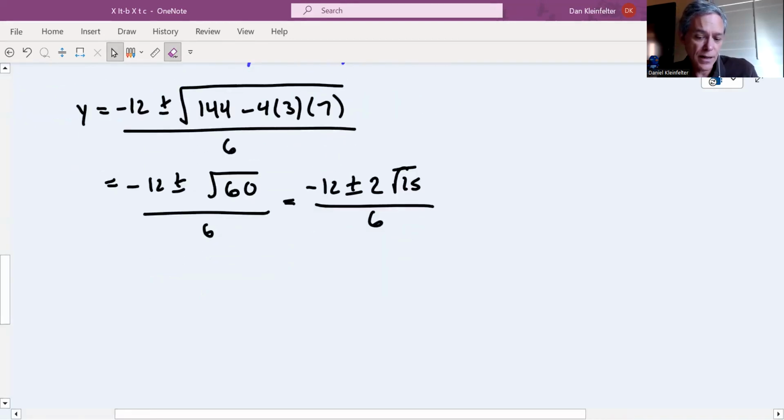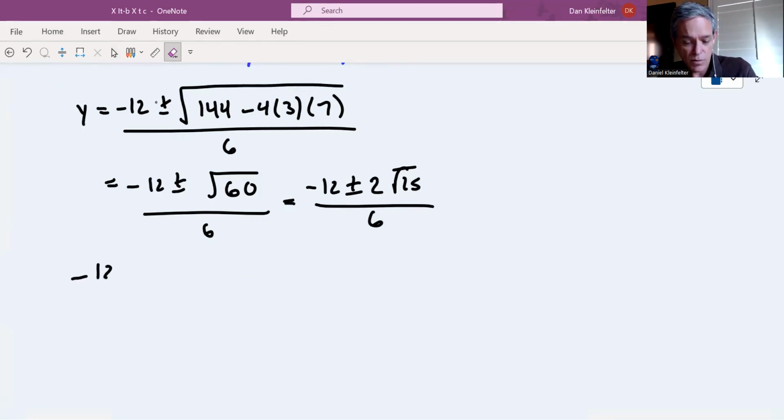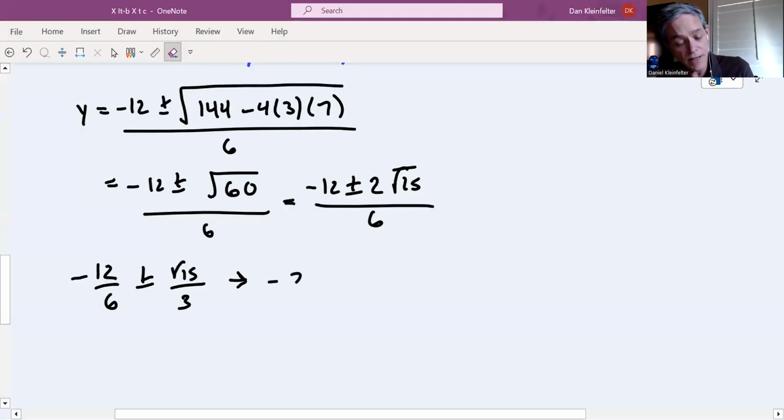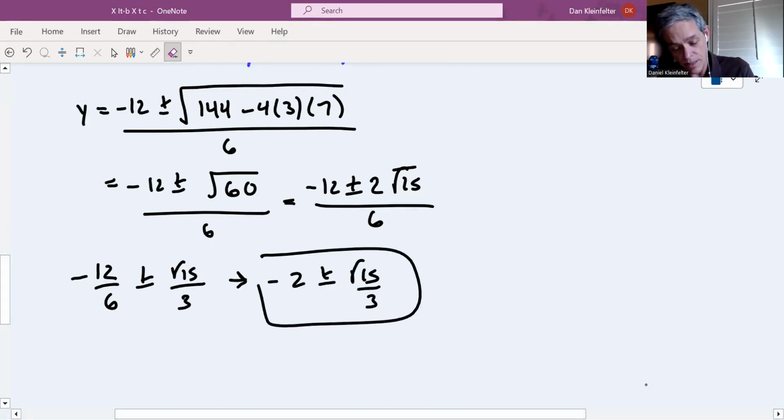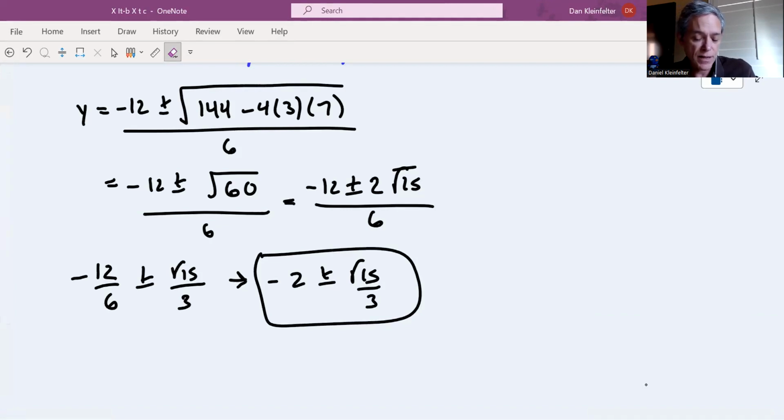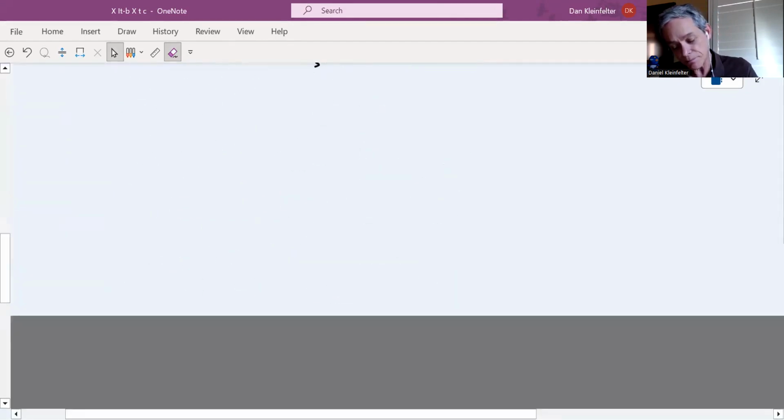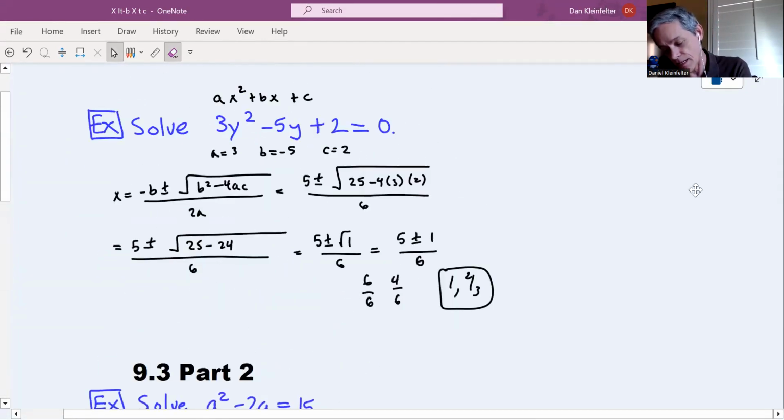And then here we can separate that into two terms. So we'll make that negative 12 sixths plus or minus 2 root 15 over 6. All right, so this will give us negative 2 plus or minus root 15 over 3. Okay, and so there is that. If you want to keep this with a common denominator, you can. This would be negative 6 plus or minus root 15 over 3, all over 3, if you so chose. All right, that's the end of that.